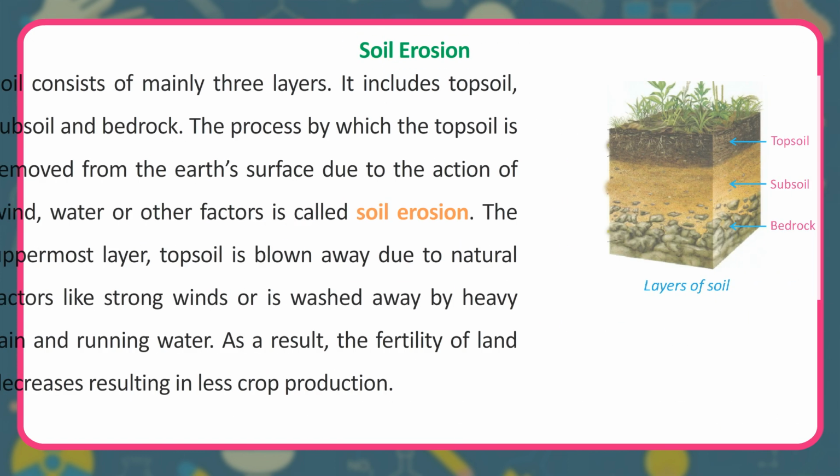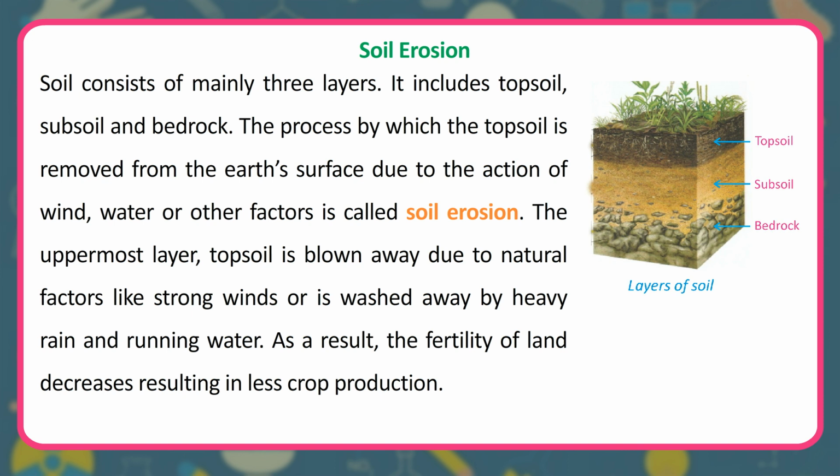Soil erosion. Soil consists of mainly three layers. It includes topsoil, subsoil and bedrock. The process by which the topsoil is removed from the Earth's surface due to the action of wind, water or other factors is called soil erosion. The uppermost layer, topsoil, is blown away due to natural factors like strong winds or is washed away by heavy rain and running water. As a result, the fertility of land decreases, resulting in less crop production.